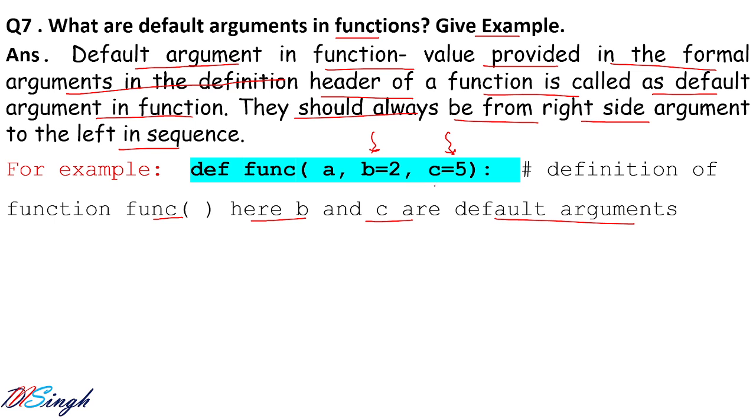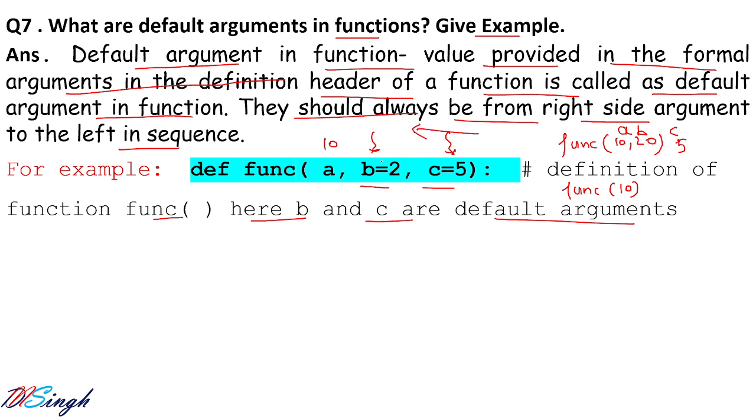So if you call that function with only one argument, like func, I will give only 10. So 10 will be assigned to A and B will take value 2 and C will take 5. What if I do func 10, 20? Now 10 will be assigned to A and B will take 20 and C will take what? 5 automatically. So like that it happens. Whenever you do not supply a value for an argument, it is going to take the default value.